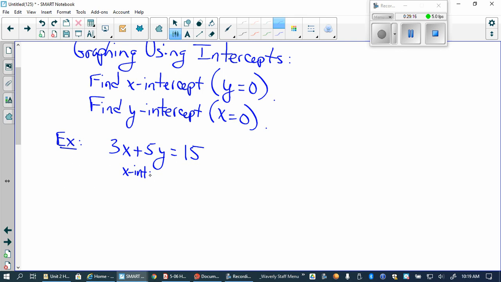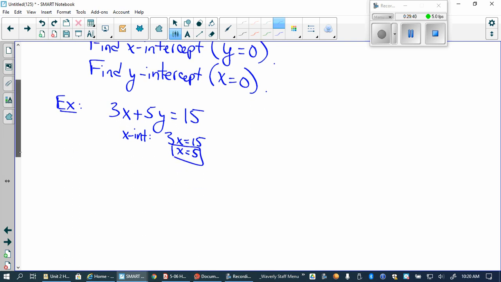What's the value of y at the x-intercept? If I put a 0 in for y, what happens to this whole term? And what's left? What I have left is 3x equals 15. So what does x equal? 5. There's my x-intercept. Now let's find the y-intercept. What do I put in for x for the y-intercept? 3 times 0 is what? And so what's left? 5y equals 15. What's the y-intercept? 3.